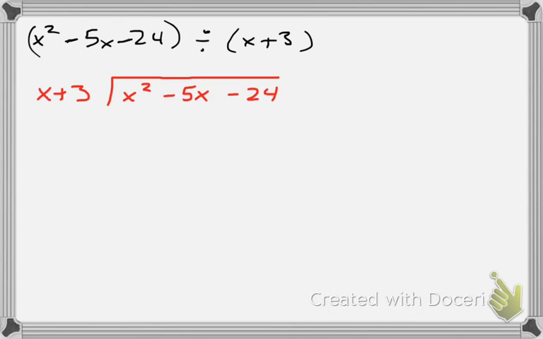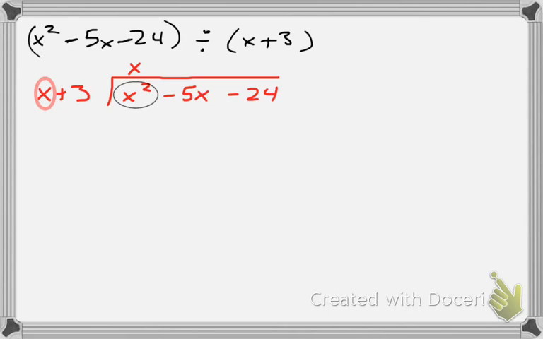So we're going to figure out what goes up on top. When we did the long division of a number, it was how many times does this number go into this number. Well, we're going to do basically the same thing, only we say to ourselves, x times what would give us x squared? X times x is x squared, so that goes on top. So you're always looking at the first terms. X times what gives you x squared, and you say x.